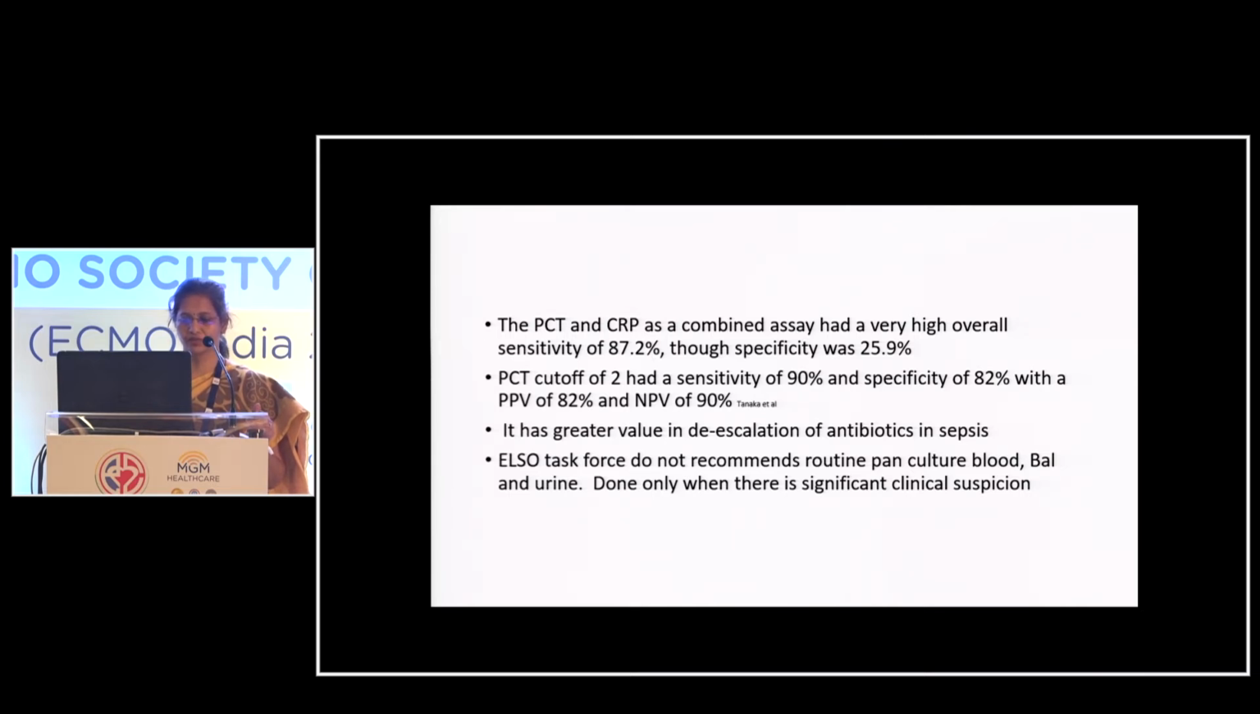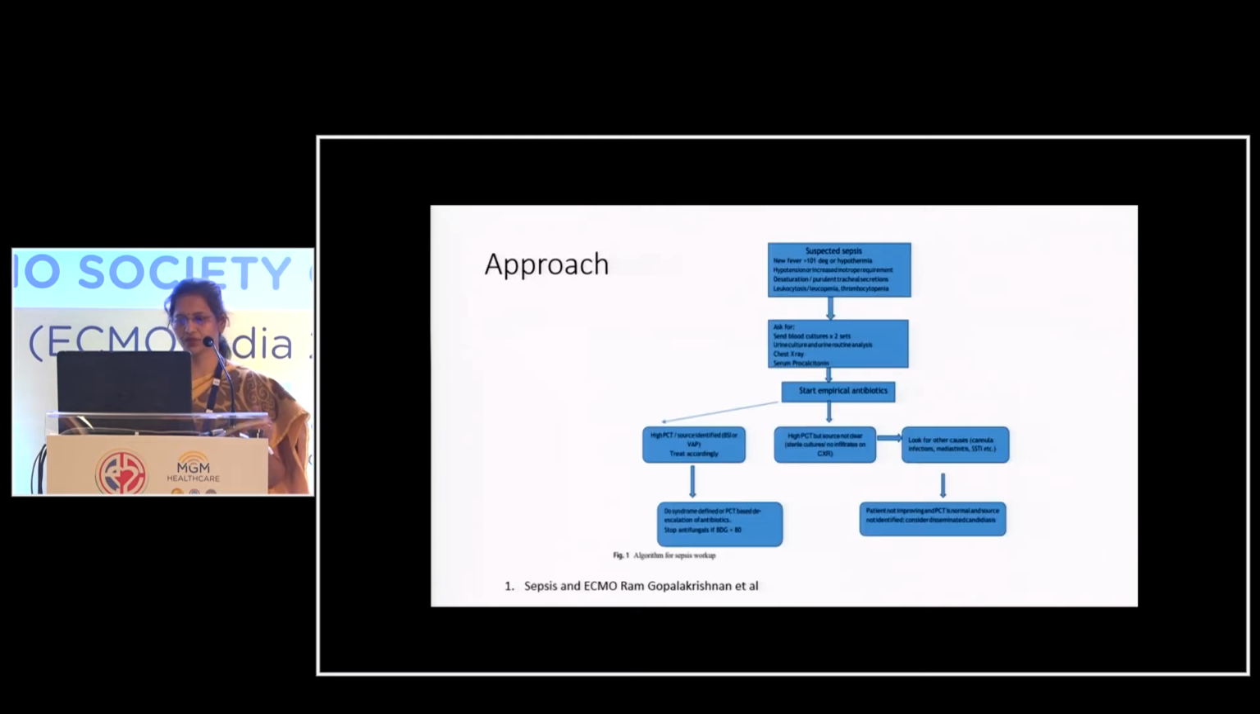According to the ELSO task force, they do not recommend routine pan culture; it is done only when there is significant clinical suspicion. Approach: this table gives an approach on how to manage a patient in an ICU on ECMO. When there is sepsis with all the sepsis markers elevated, start looking for the infection, start with all pan cultures, imaging, sending markers like procalcitonin, and we start empirical antibiotics based on our epidemiology or whether the patient is in shock.